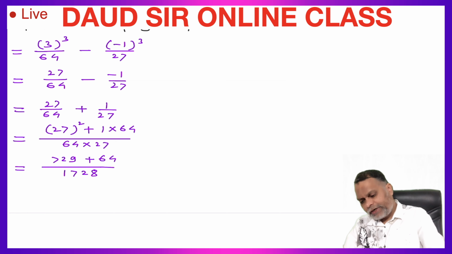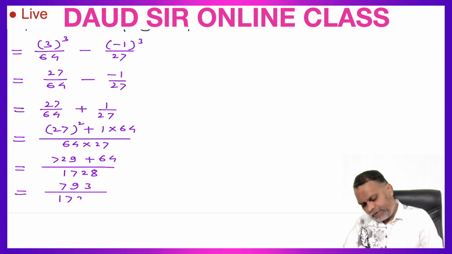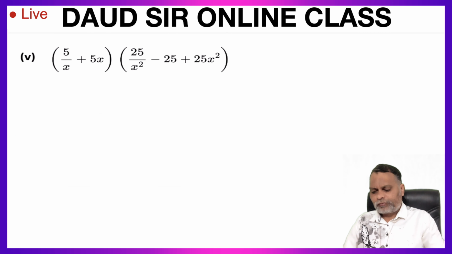Now add the numerator quantity: 9 plus 4 is 13, 1 carried, 7 plus 2 is 9, and this is 7. So 793/1728 is the required value of the given expression.